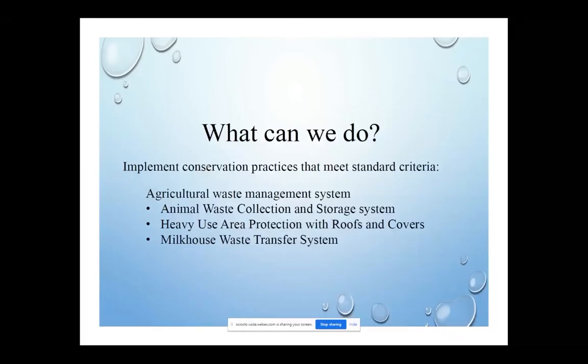So what can we do? We can implement conservation practices that meet NRCS standards. So in this case, this is an agricultural waste management system, and the system is going to consist of animal waste collection, a storage to put that animal waste in so that you don't have those time periods where you're not getting full collection, a heavy use area protection with roofs and covers to exclude rainwater, and a milk house waste transfer system that actually sends the milk house waste to the waste storage facility as opposed to overland flow.